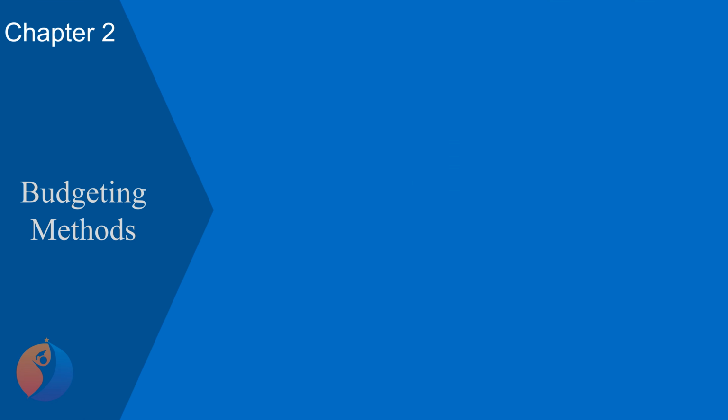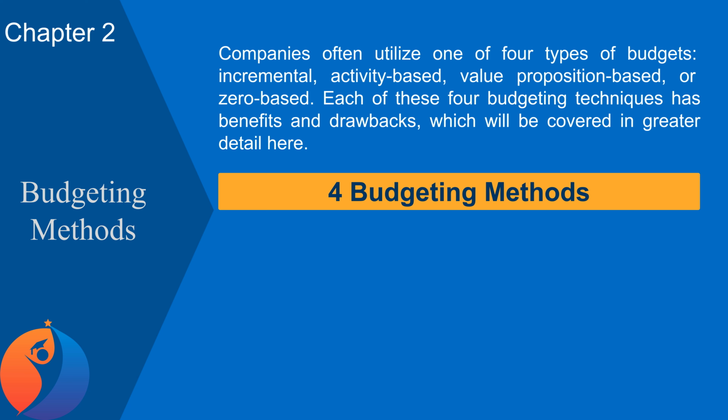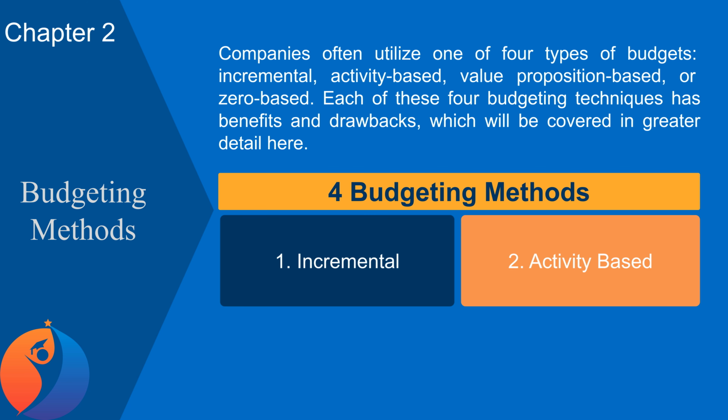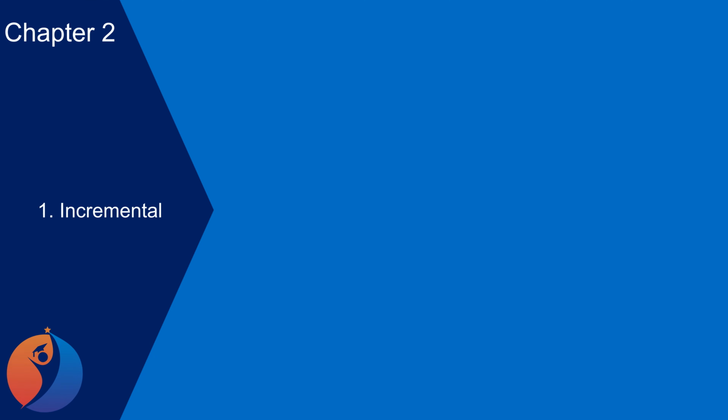Budgeting methods. Companies often utilize one of 4 types of budgets: incremental, activity-based, value proposition-based, or zero-based. Each of these 4 budgeting techniques has benefits and drawbacks, which will be covered in greater detail here. These 4 budgeting methods are: incremental. Number 2. Activity-based. Number 3. Value proposition. And number 4. Zero-based. Now we will understand the incremental budget first.